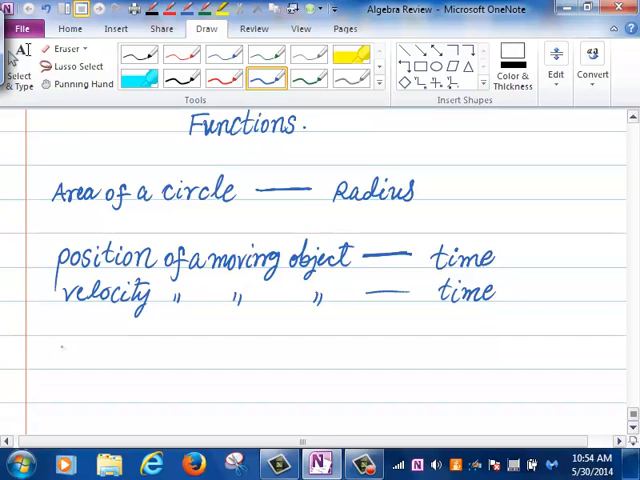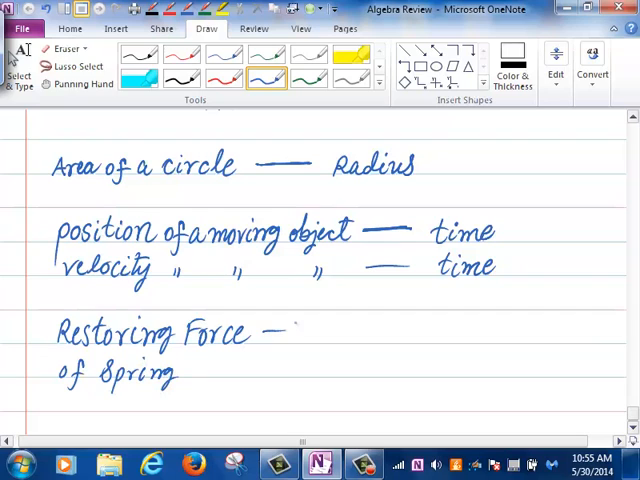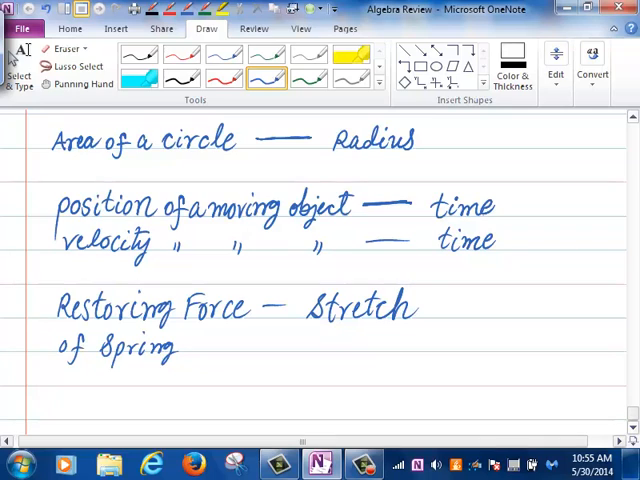And just to give you one more example, the restoring force of a spring, and the stretch of the spring. What do I mean by that? Imagine that you have a spring. If you put a weight on it at one end, the other end is fixed. The spring has a natural length, and if you stretch it, you are changing the natural length, right?